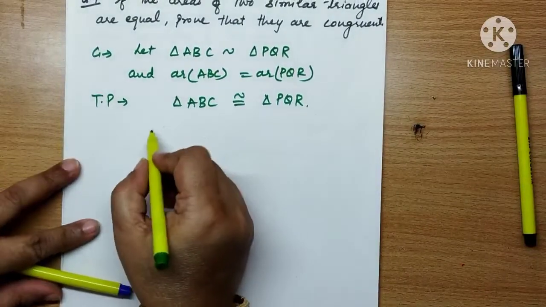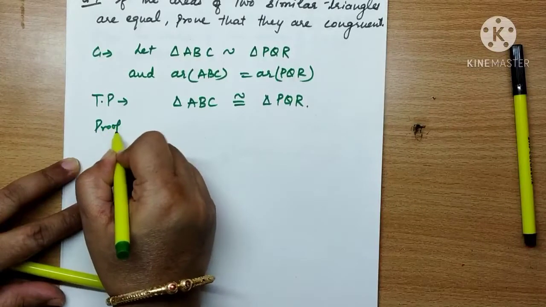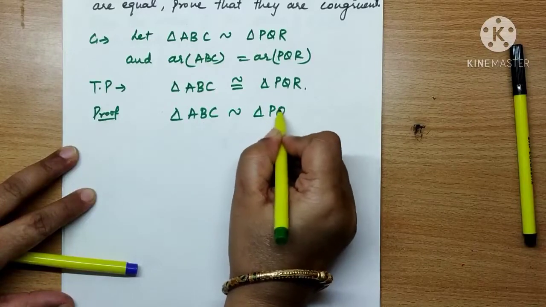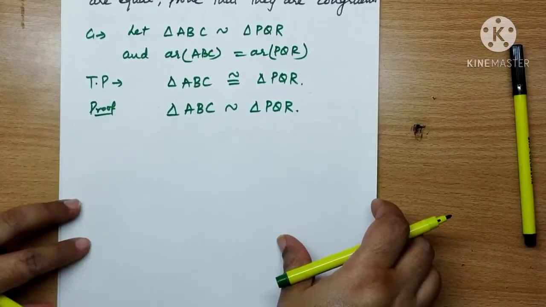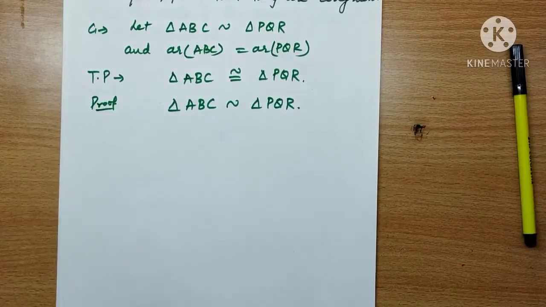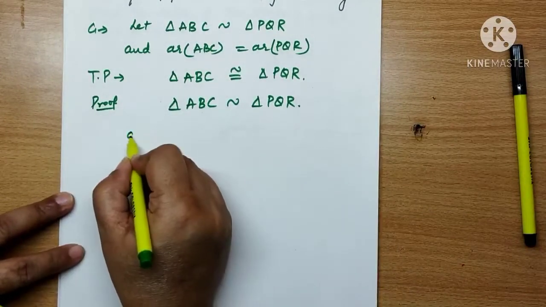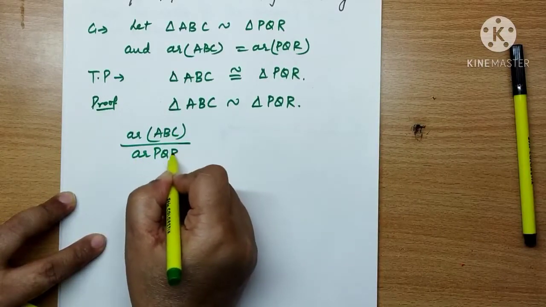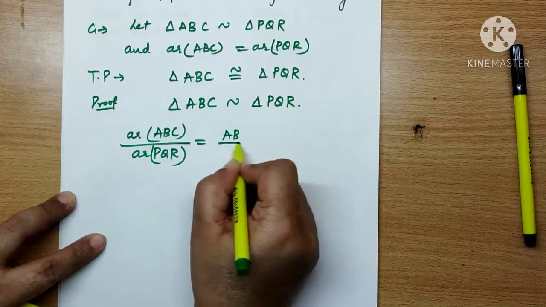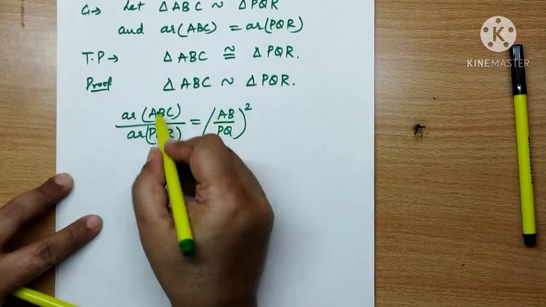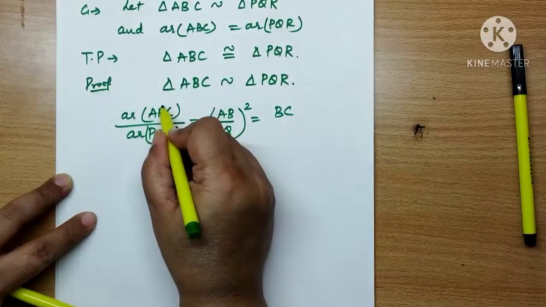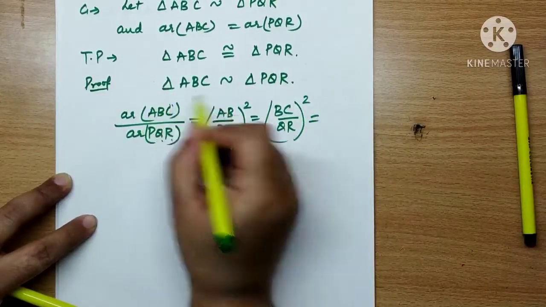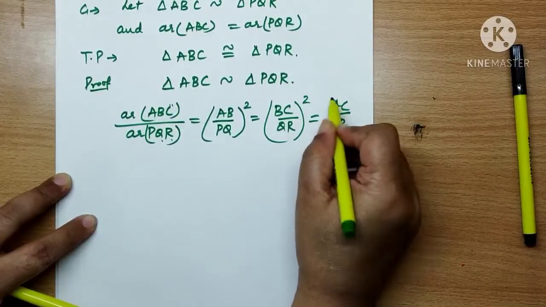Let's start with whatever is given. Prove: triangle ABC is similar to triangle PQR, and the question is talking about areas. So let us apply the ratio of areas theorem. Triangles are similar, so area of ABC by area of PQR will be equal to AB by PQ square, equal to BC by QR square, equal to AC by PR square.